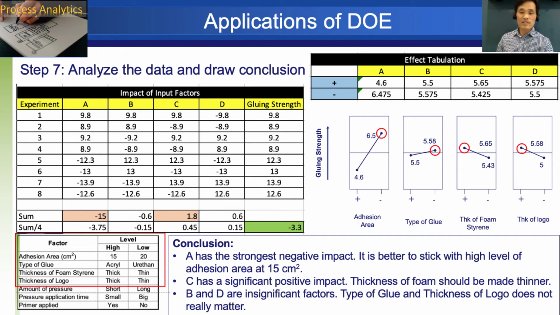After this analysis, we are now in a position to make a conclusion. First, A has the strongest negative impact. It is better to stick with the high level of adhesion area than to lower that. Second, C has a significant positive impact. Thickness of foam should be made thinner. Third, B and D are insignificant factors. Type of glue and thickness of logo do not really matter.